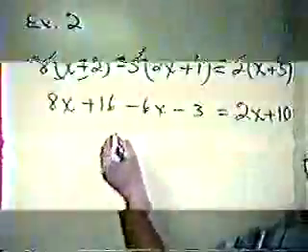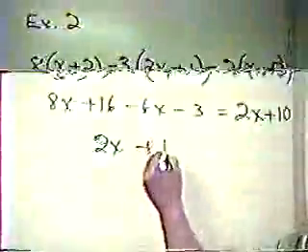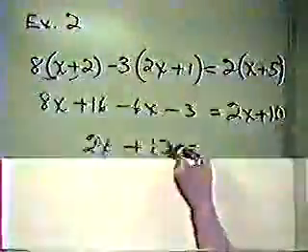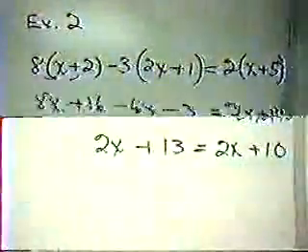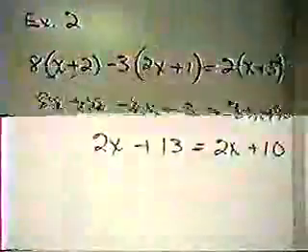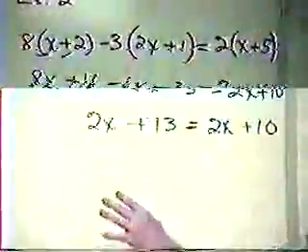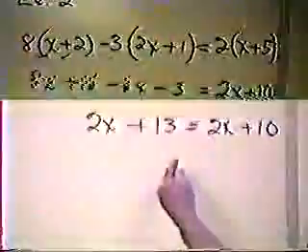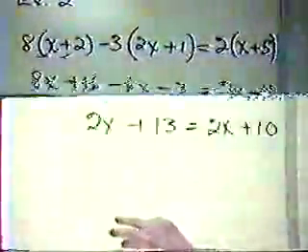All right, next rule is add x's to x's, numbers to numbers. So 8x and a minus 6x is 2x. 16 and a minus 3 is 13. Equals 2x plus 10. Now, what's the rule? The rule here is now to get all the x's on one side, everything else on the other side. All x's on one side. It doesn't make any difference which side. All x's on one side of the equal sign, everything else on the other side.